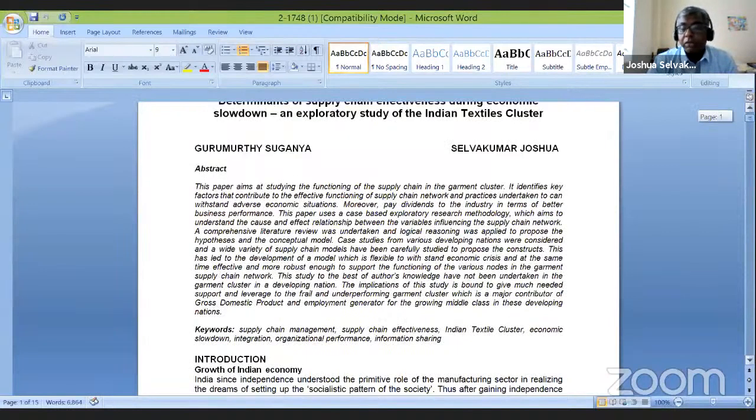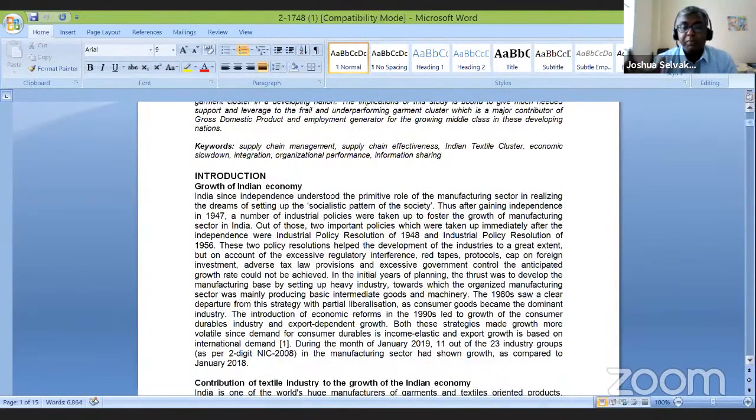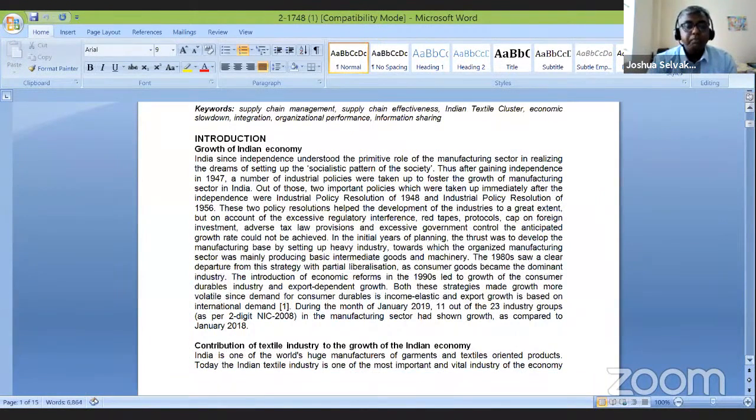During economic slowdown, how does the supply chain of these textile industries survive? The first part of this paper talks about the introduction, the growth of the Indian economy over the last 3-4 decades, how it has grown, how it has crossed over several recessions and economic conditions, and where it is now. I'll just go through the paper, and I'll keep on explaining certain parts.